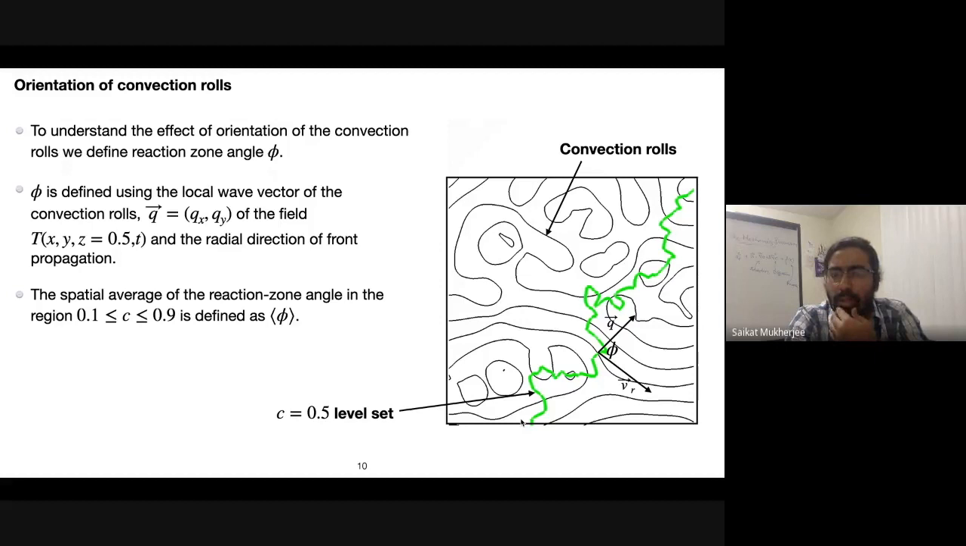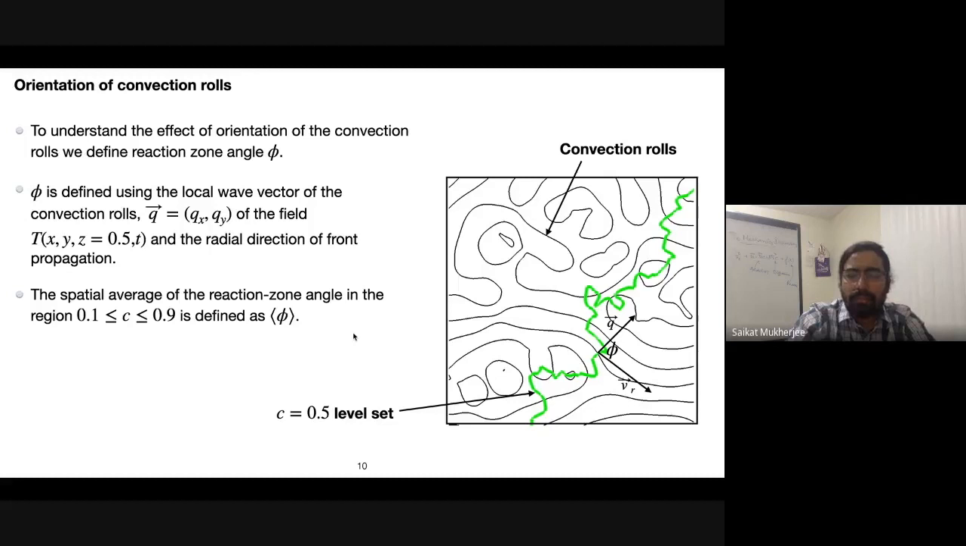So we define a reaction zone angle phi, where phi is basically the angle between your radial direction and the local wave vector of the convection rolls. The way we define phi, it varies from 0 to pi over 2, so 0 to 90 degrees. And this is just a schematic with the C equal to 0.5 level set. Black are the convection rolls, and the green is the front.